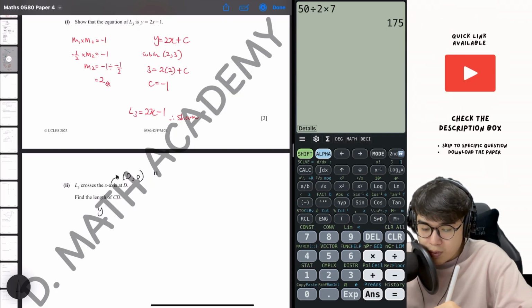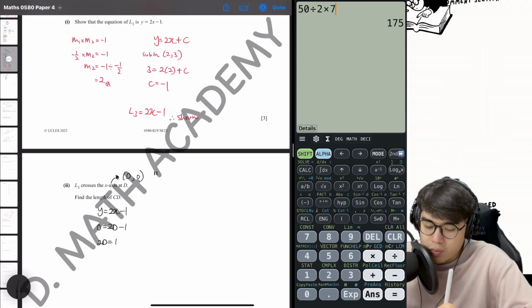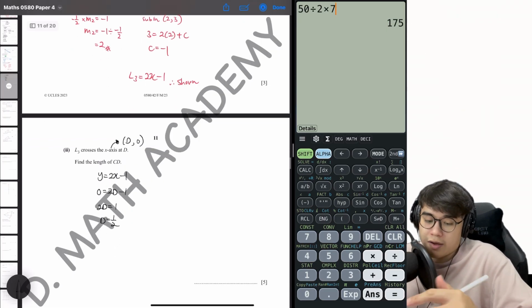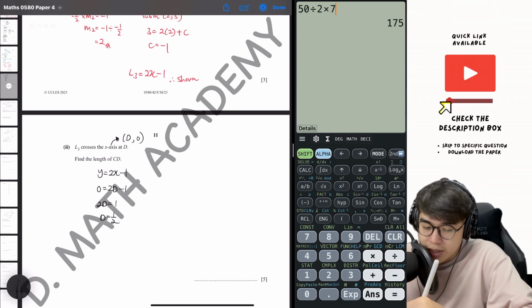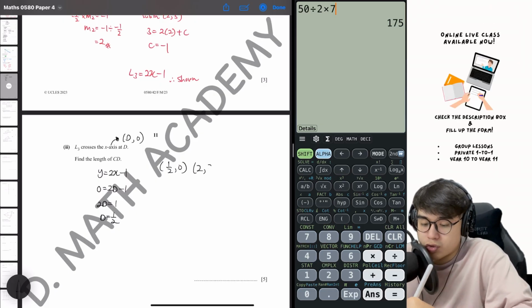Substitute it in, y equals 2x minus 1, 0 equals 2d minus 1, 2d equals 1, d is 1 over 2. So we have your full coordinates now, which is (1/2, 0), and the C coordinates happens to be (2, 3).